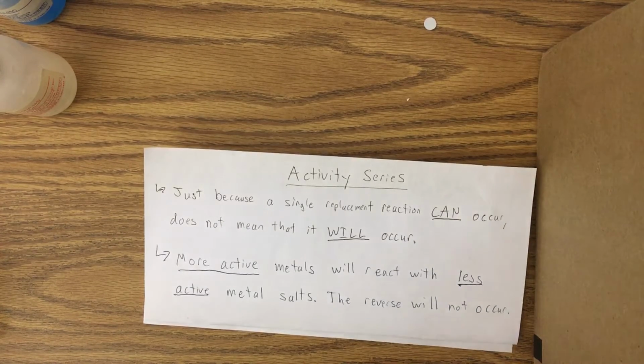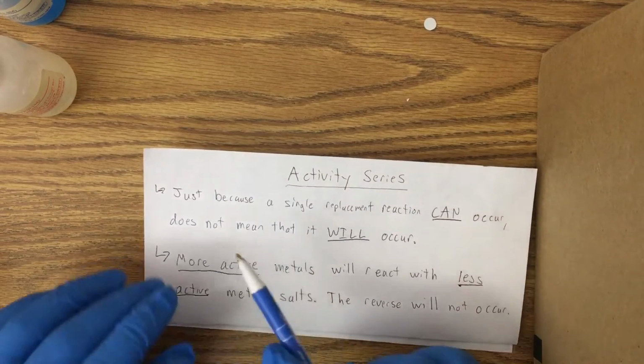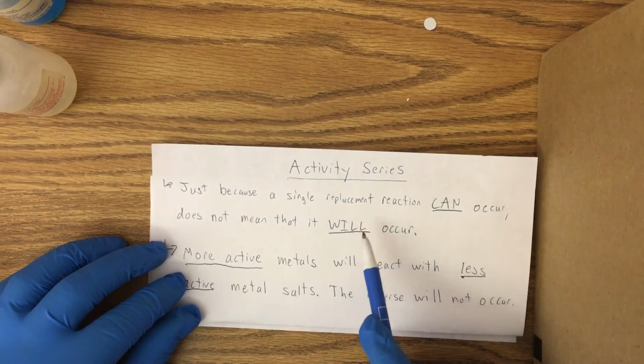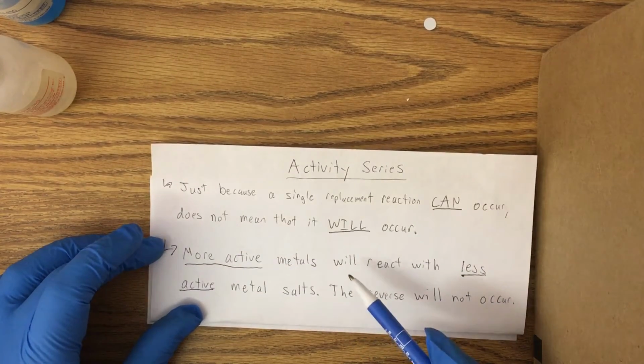So an activity series is based on the concept that just because we can write a chemical reaction does not mean that it's guaranteed to occur if we mix those chemicals in the lab. We'll figure out why later on, and it's all based on reaction energies and things like that. But we can start to get a concept for this based on this thing called the activity series of metals. So the concept is just because we can write a single replacement reaction, does not mean that it will occur if we mix the chemicals.